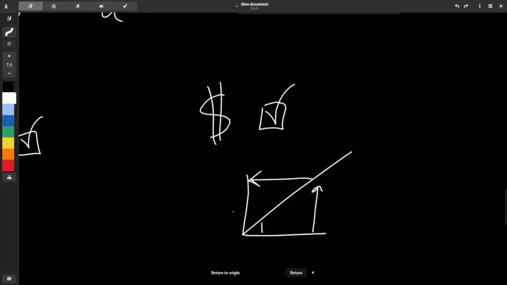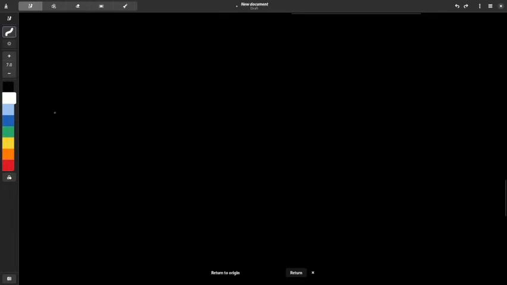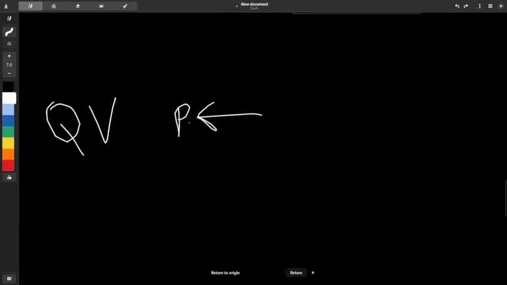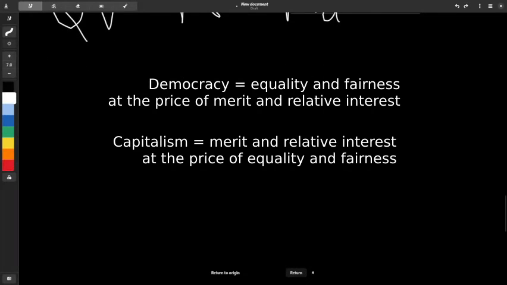Well, what if we could have the best of both worlds? Enter quadratic voting, the coolest system. In this system, a proposition P receives the square root of the amount of votes given by someone. Now let's chart this out.